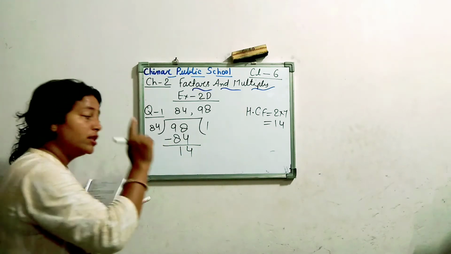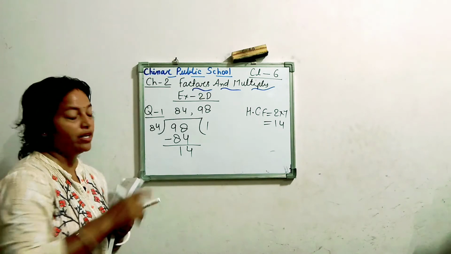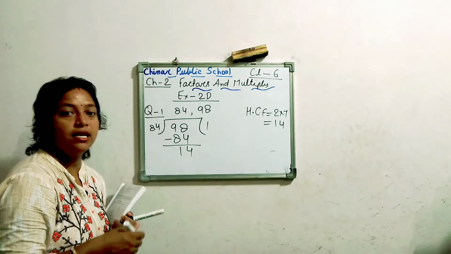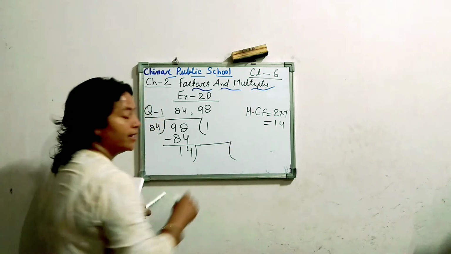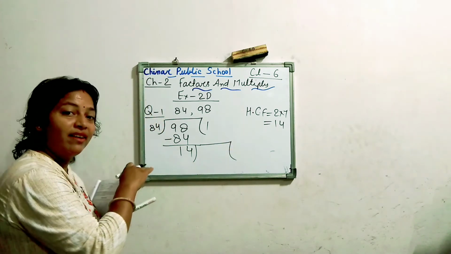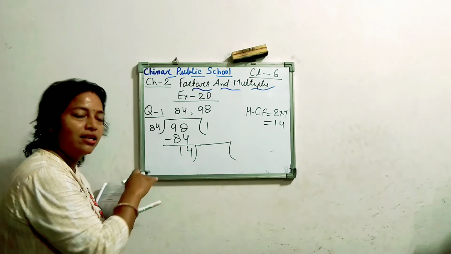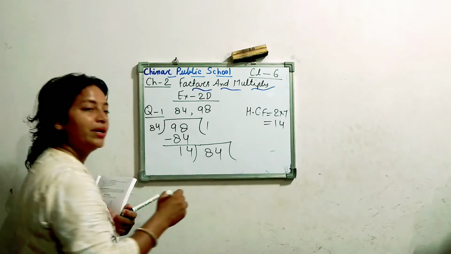14. In this process, we never leave the remainder. So what do we do with this remainder? The remainder will change into the new divisor. Now we have the divisor. Where do we get the dividend from? The old divisor. Who is the old divisor here? 84. 84 will change into the new dividend.